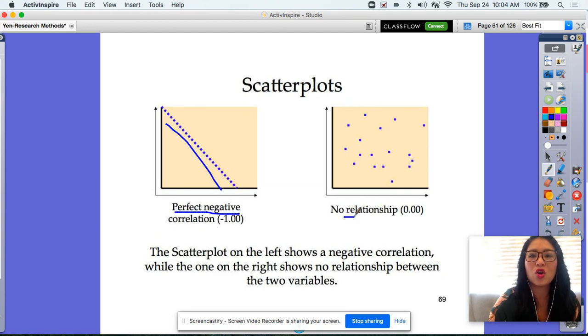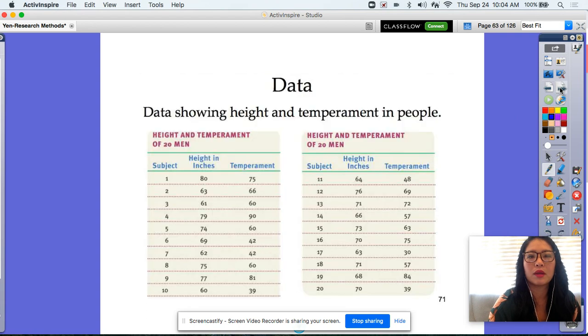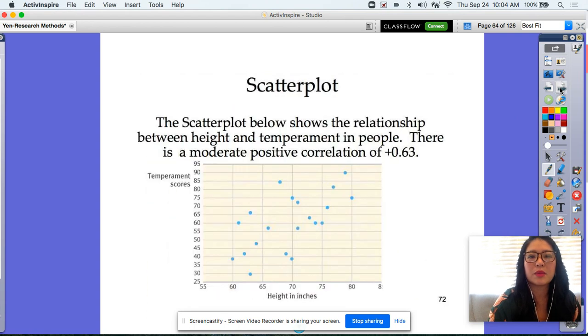This one has no relationship because the dots aren't close together at all and there's no specific direction. So there's no relationship in this specific data. Okay, so again, perfect positive, none, and perfect negative. I'm going to skip that.